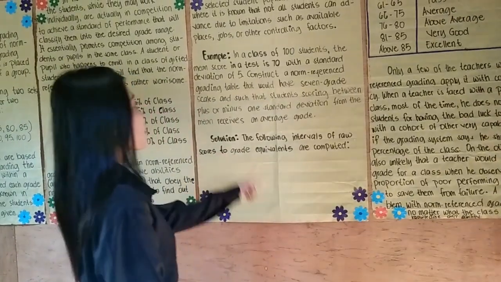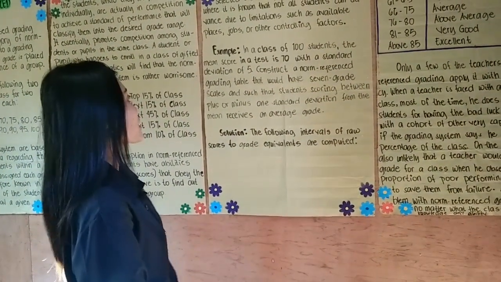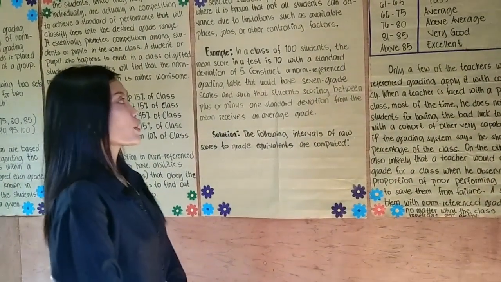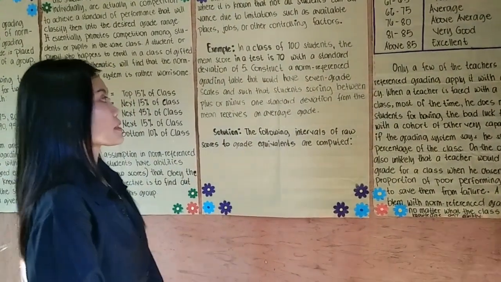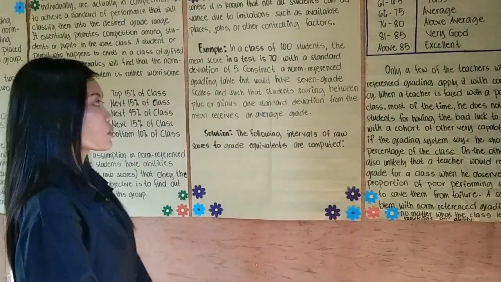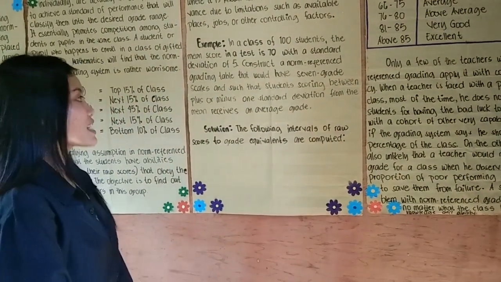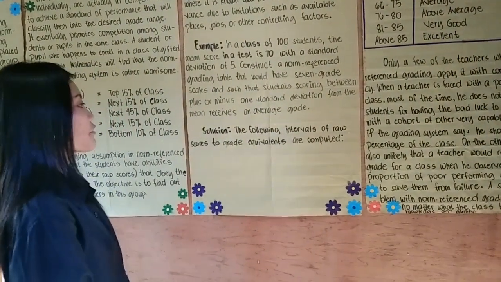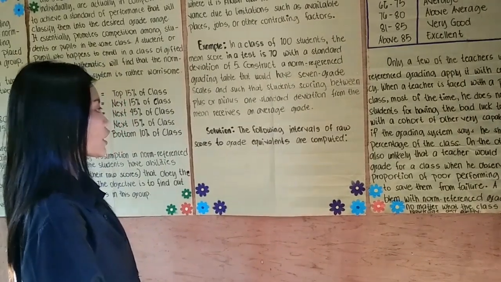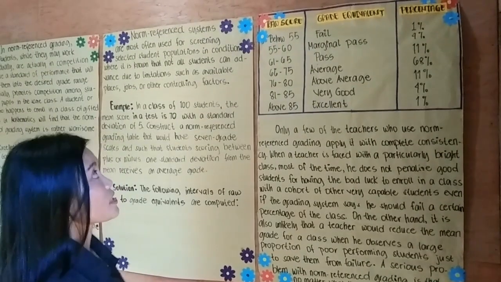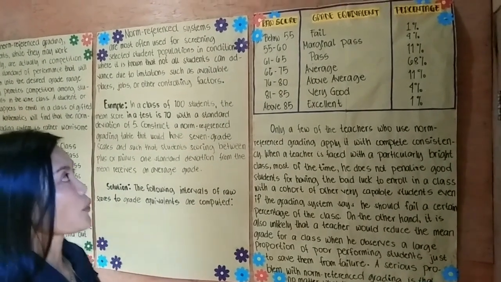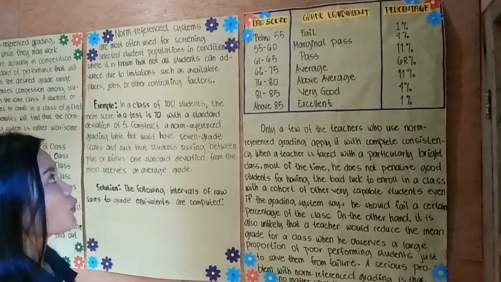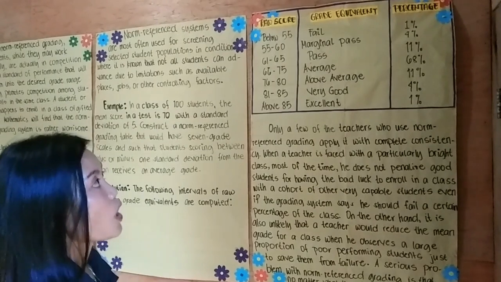For example, in a class of 100 students, the mean score in a test is 70 with a standard deviation of 5. Construct a norm reference grading table that would have 7 grade scales, such that students scoring between plus or minus 1 standard deviation from the mean receive an average grade. The solution is the following intervals of raw scores to grade equivalents. In this table, we have raw score, grade equivalent, and percentage. The raw score below 55 is fail, and the percentage is 1%.